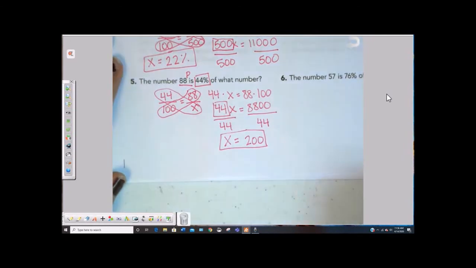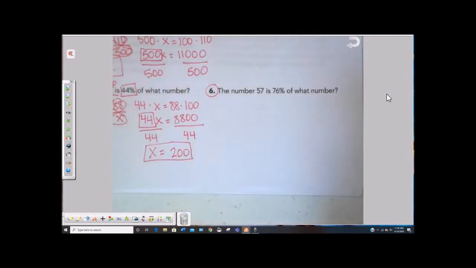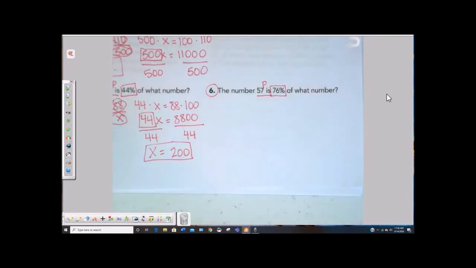And I'd like for you to try number 6 on your own. It's the same thing as number 5. You have your percentage and you have your part. You're trying to find your whole.